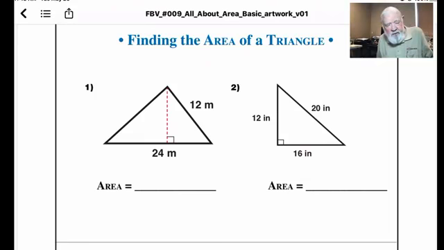Let's kind of stop for a second and see what we've done so far. Well, we know that area is the amount of space inside a two-dimensional figure, and that is always measured in square units. And we know that the units, in this case, are going to be units of distance, which in the English system are going to be inches, feet, yards, and miles.